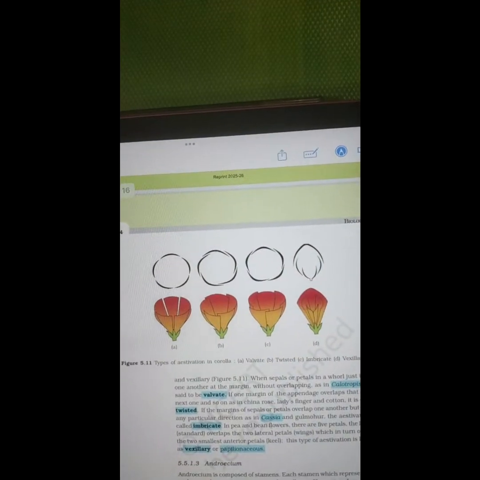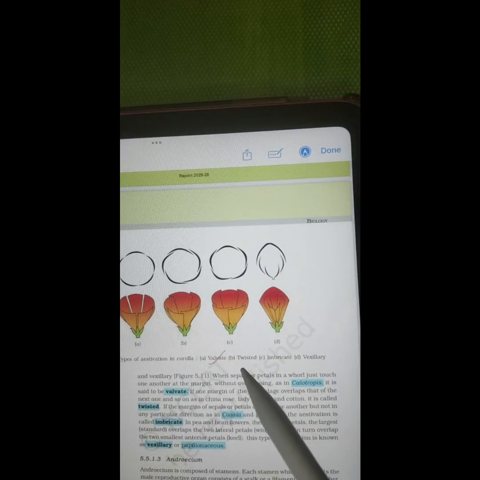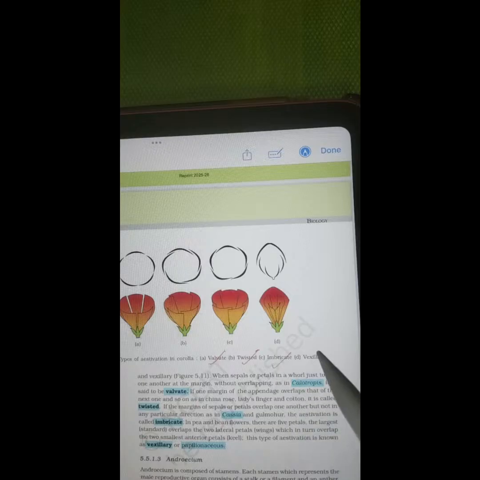Now these petals, if you turn the flower upside down, then you can see how these petals are arranged with respect to one another. So basically this type of arrangement of the petals on the thalamus is known as estivation. And estivation is broadly of four types. It could be valvate, it could be twisted, it could be imbricate, or it could be vexillary. The terms are very important for you.